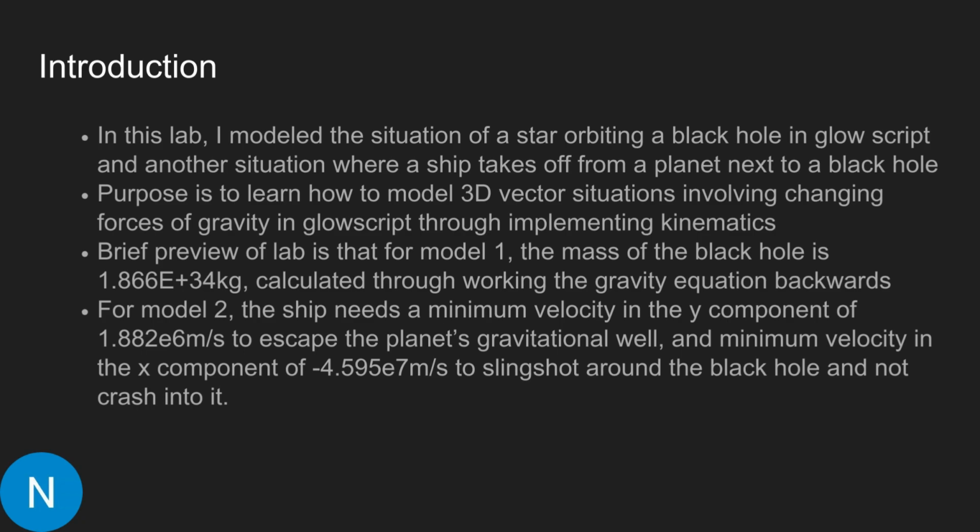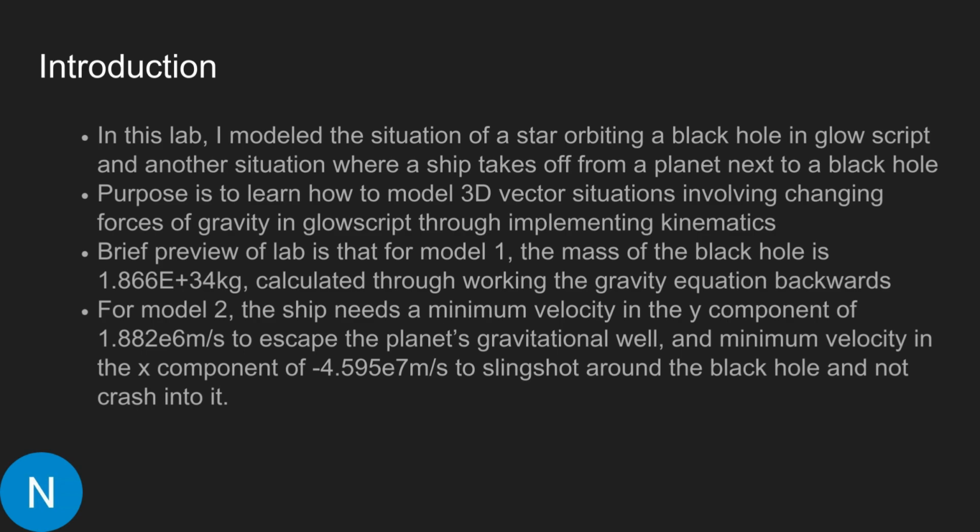And then the purpose of this lab is to learn how to 3D model vector situations involving changing forces of gravity in GlowScript through implementing kinematics on an orbital mechanics scale. And then a preview of the lab is that for Model 1, the mass of the black hole is found to be roughly 1.9 times 10 to the 34th kilograms. And this is calculated through working the gravity equation backwards.